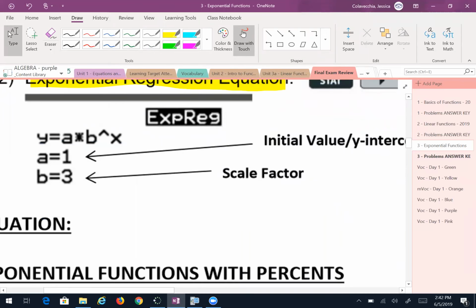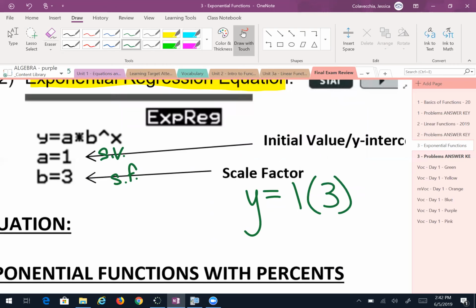All right, so we have y equals a times b, and then remember that that caret means exponent of x. So a is my starting value, and b is my scale factor. So when I write this, I'm going to say y equals a, or 1, times 3 to the x.